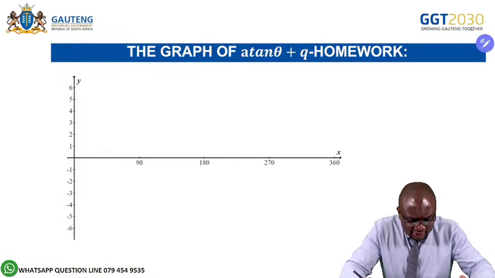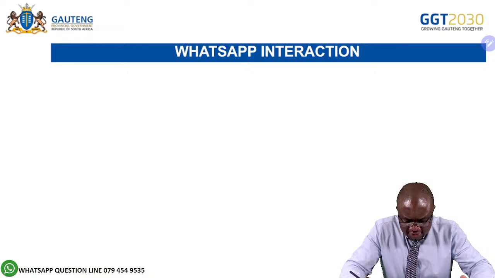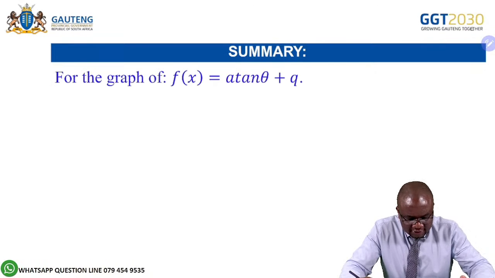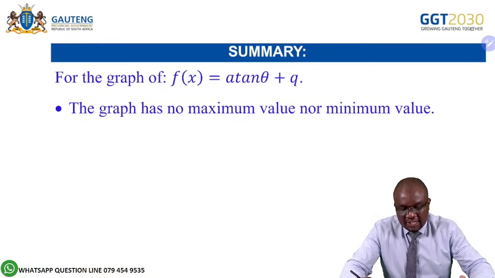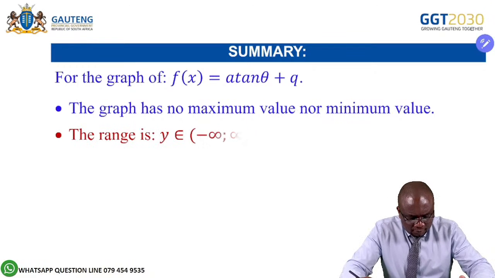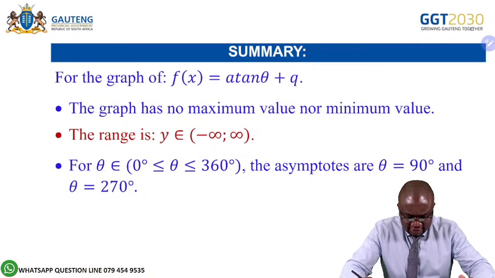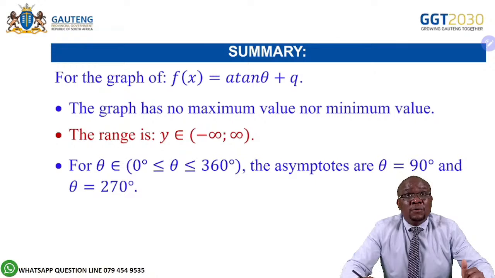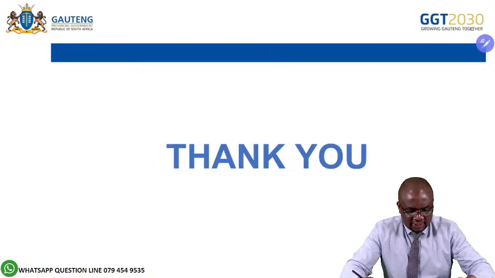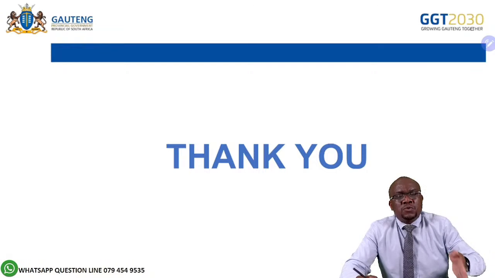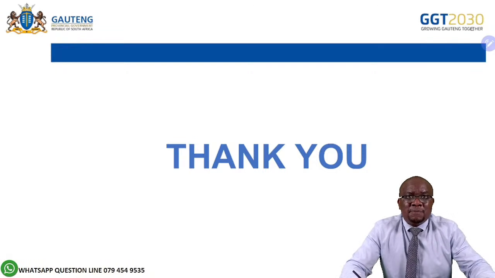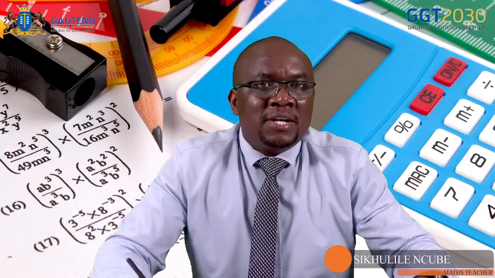Okay, right. And then now let's go to the summary. What did we say? For the graph of f of x equals a tan theta plus q, the graph has no maximum value, no minimum value. And then the range, we say y is an element of real numbers, or y from negative infinity to infinity. And then for the domain 0 to 360 degrees, the asymptotes are at 90 degrees and 270 degrees. We also talked about the points where we have our x-intercepts. I really hope that you will not forget this.